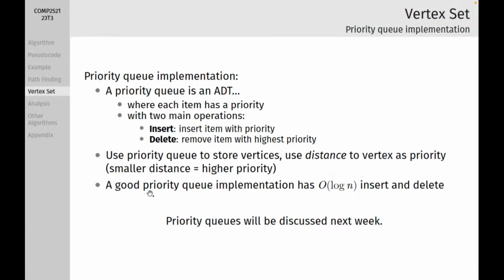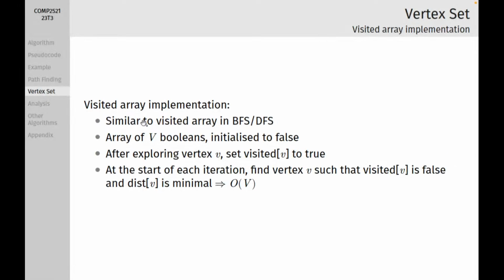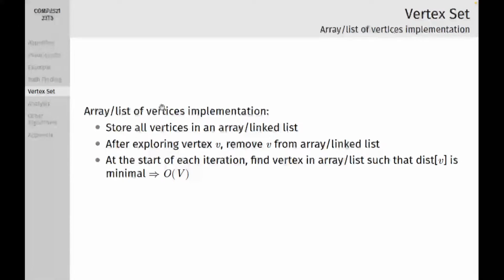A good priority queue implementation will have O(log n) insertion and deletion. So this is by far the best implementation for a vertex set, a V set. We'll discuss priority queues in more detail next week, so you don't have to know how to use a priority queue right now. If you were to implement Dijkstra's algorithm right now, you would be perfectly fine using a visited array or using a list of vertices.